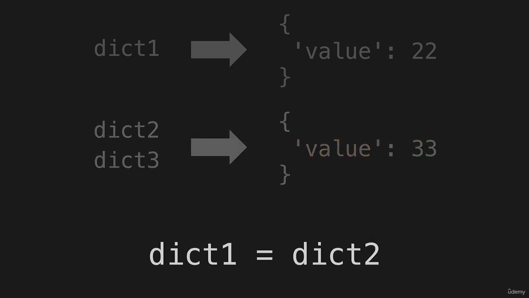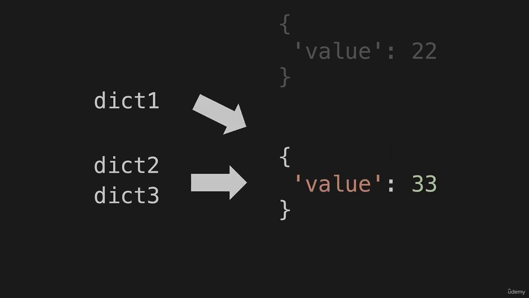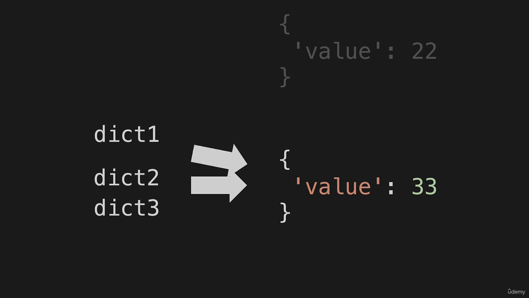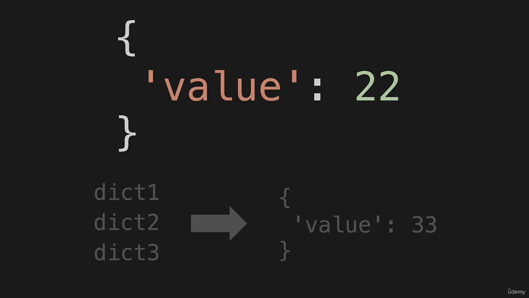And to do that, I'm going to set dictionary 1 to be equal to dictionary 2. And of course, that's going to point that down here. And we'll have all three variables pointing at this same dictionary. Now the question is, what happens to this dictionary? Because we no longer have anything pointing to it.